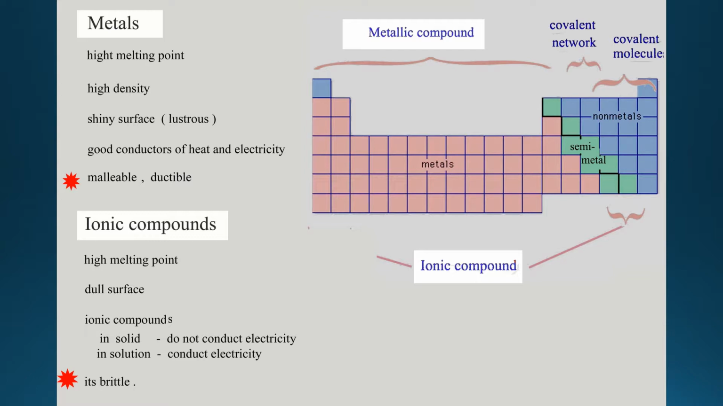Metallic compounds are quite malleable and quite ductile, which is different from ionic compounds. They are quite brittle, like a piece of salt. You hammer it, and it simply cracks.